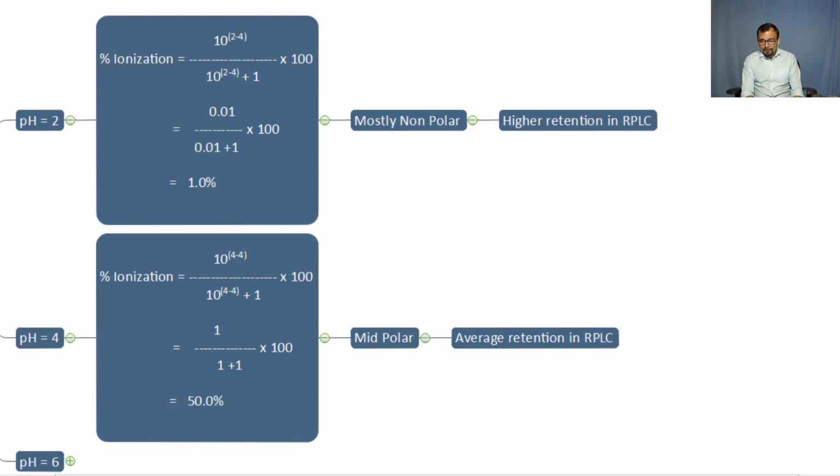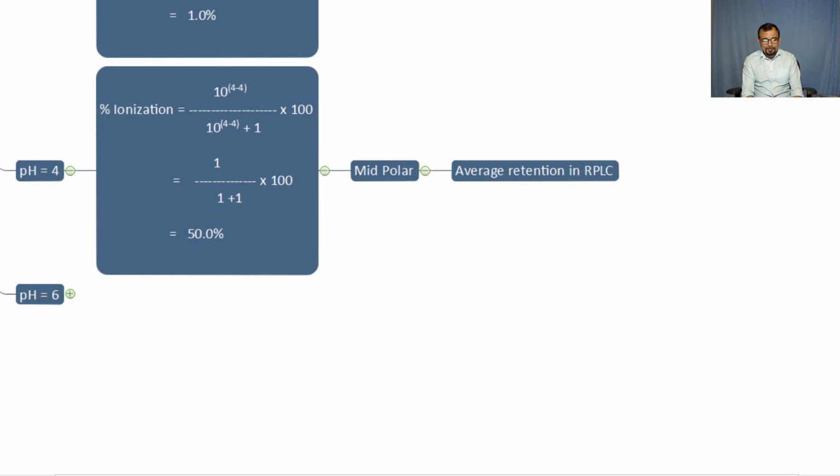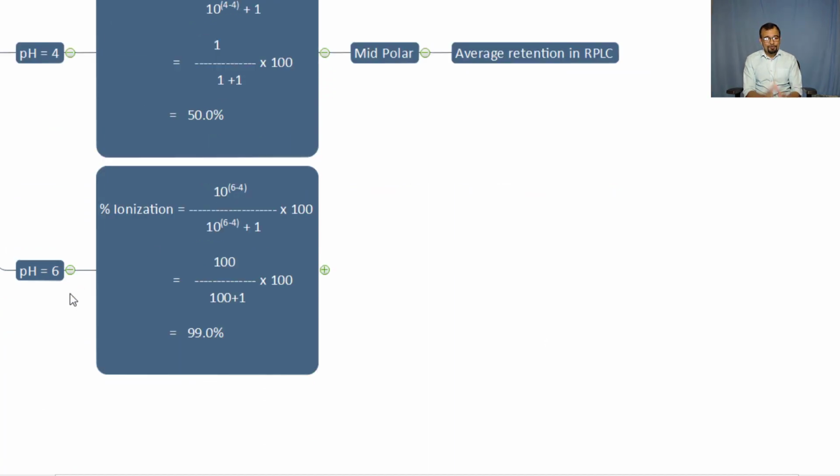Now let us understand what the retention time of the same compound will be at pH 6. Put the values into the equation, and you will understand that now the percent ionization is 99%.